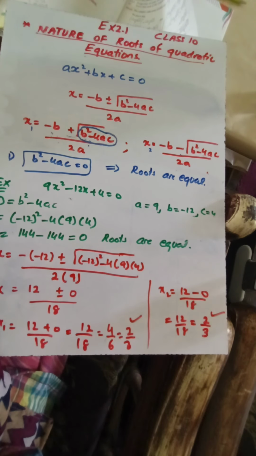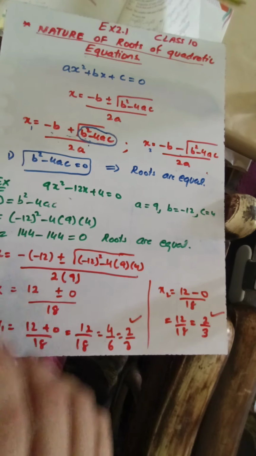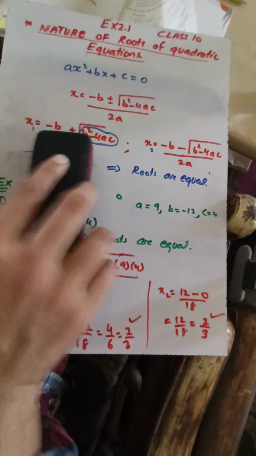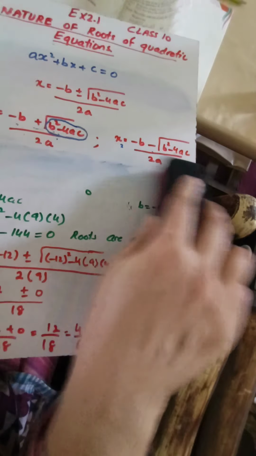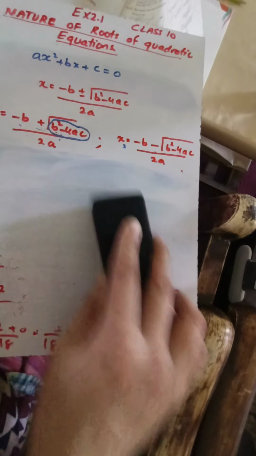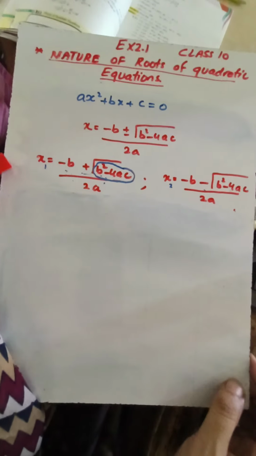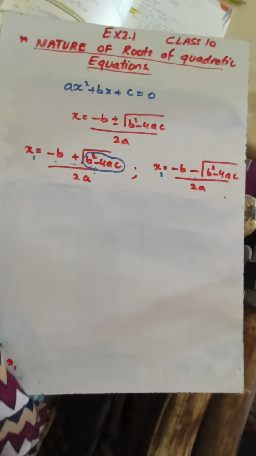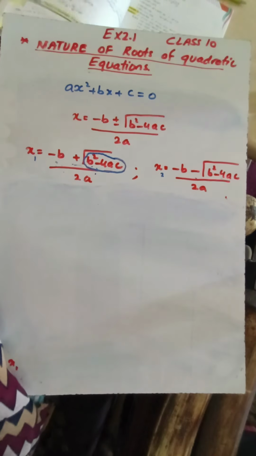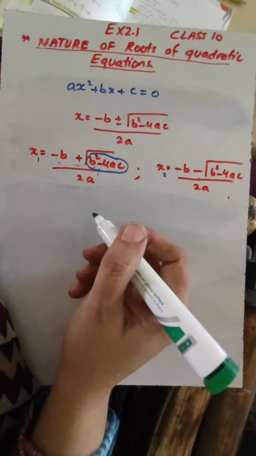Now taking the second case, in which b square minus 4ac is not equal to 0, and suppose that it is less than 0, means a negative number. Now we know that whenever we have a negative number under the radical sign, we get imaginary numbers. That we have already learned in class 9.